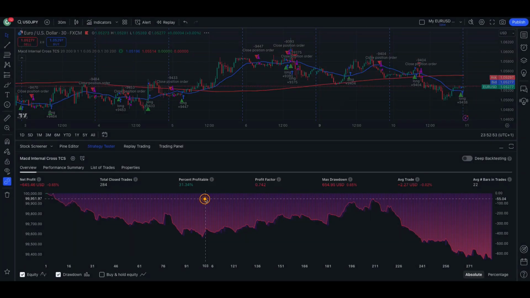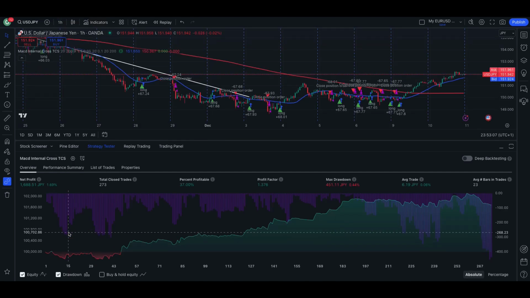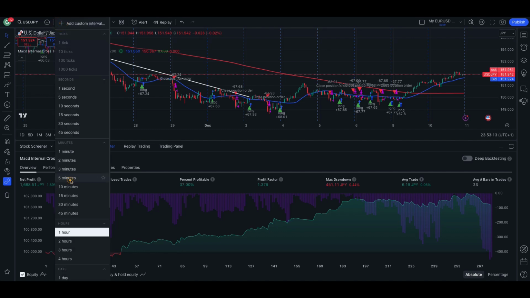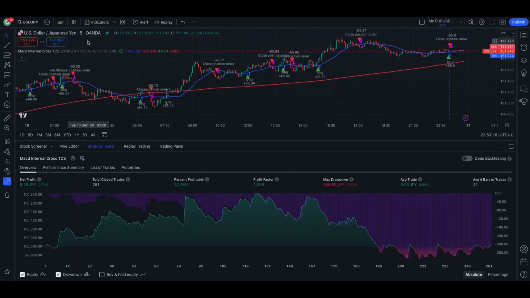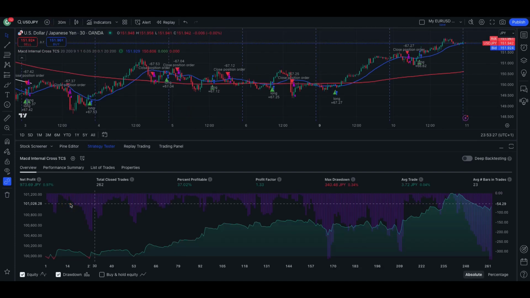Let's see USD JPY. Ooh, okay. Not bad. For JPY, what about the 1 hour? Okay, still good. What else? 5 minutes. Okay, terrible. So the point here is that it works well for many markets. The crypto, the stock, the metal, but Forex, it doesn't really work.